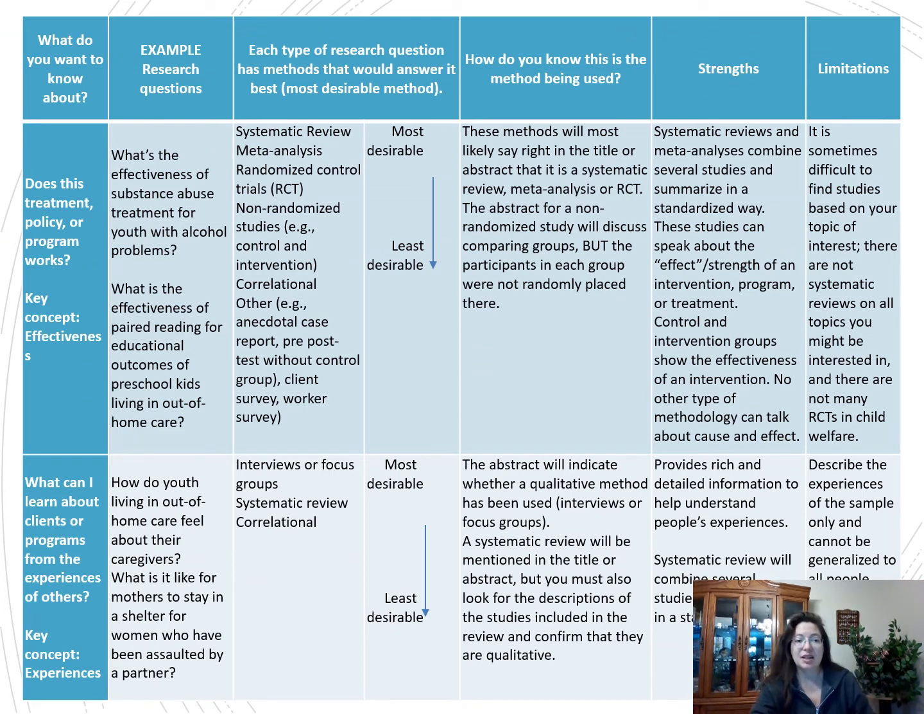This slide presents just very broadly all of the different types of research questions and what type of study you want to find in order to answer that research question. This slide is very important for you to refer back to. It is basically a summary of what we covered last week. So if you're looking for effectiveness, the best thing to do is find a systematic review or a meta-analysis. Least effective are things like correlational studies or anecdotal case reports, client surveys, things like that.